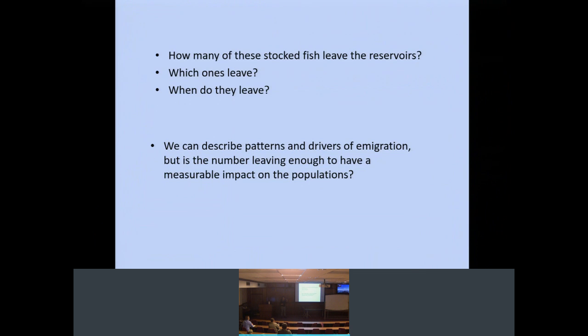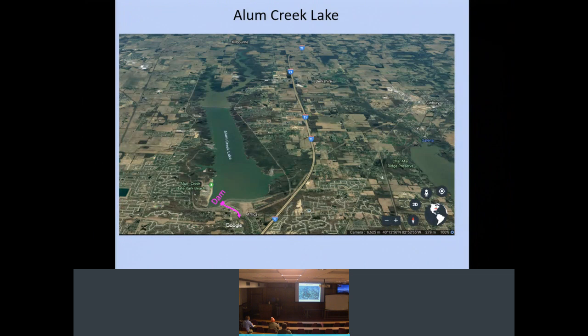Okay, so our question is how many of these stocked fish leave the reservoirs? Which ones leave? When do they leave? We're trying to find patterns in who's leaving and what the motivation is, so then we can describe these patterns and the drivers of emigration. But then we have to ask, given that, is the number leaving actually enough to make a difference to the reservoir fishery? So this study is done in Alum Creek Lake.